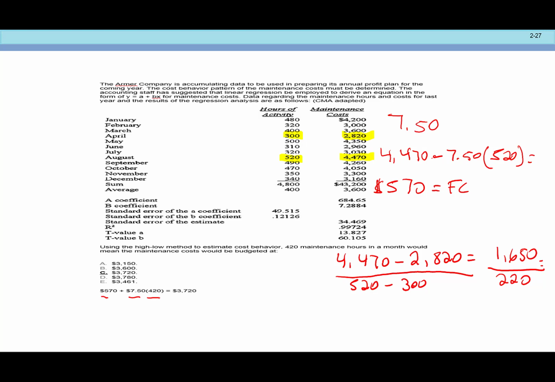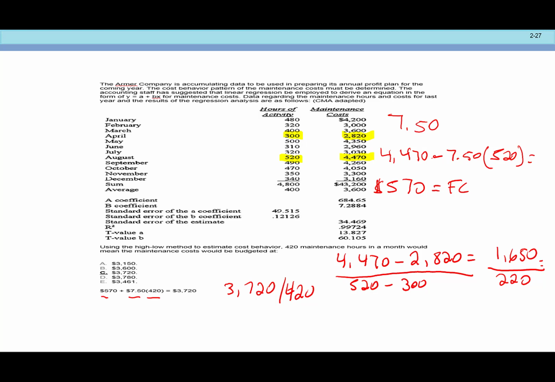I could give you the same exact question on your exam, and then ask, what is the predetermined overhead rate? No, that's the variable cost per unit. Predetermined overhead rate. Come on, guys, you have to remember what's happening from one slide to the next. We take 3,720 and we divide it by the 420 units. And that's my predetermined overhead rate.